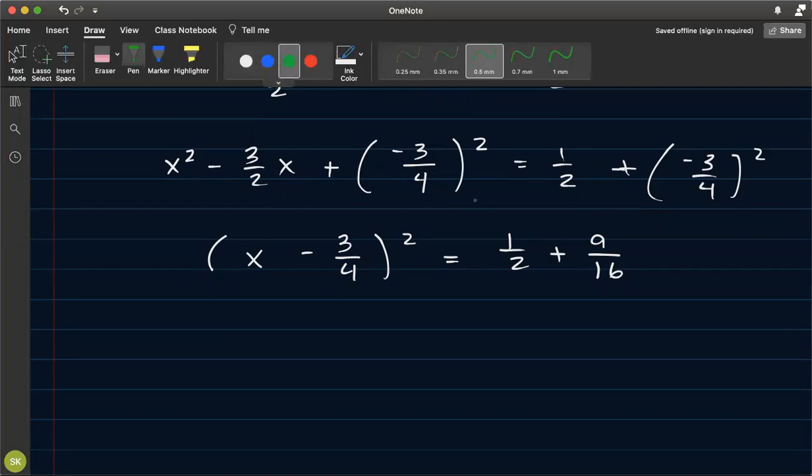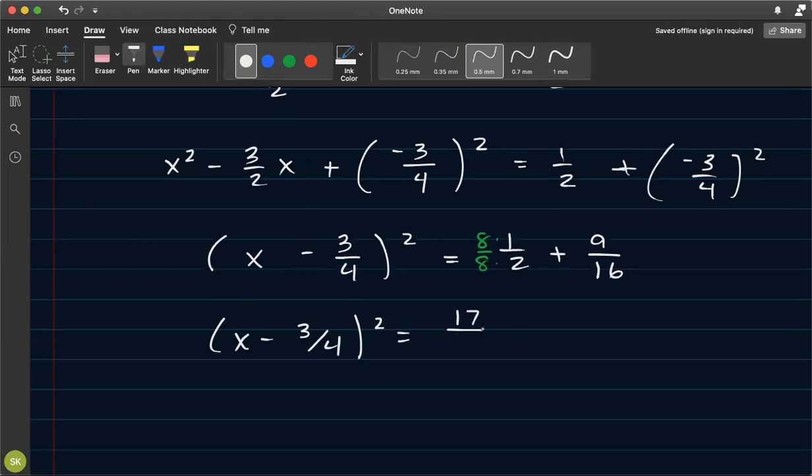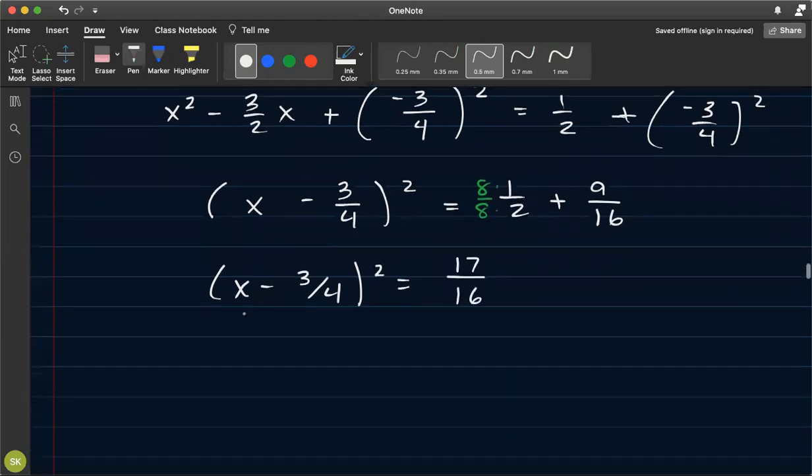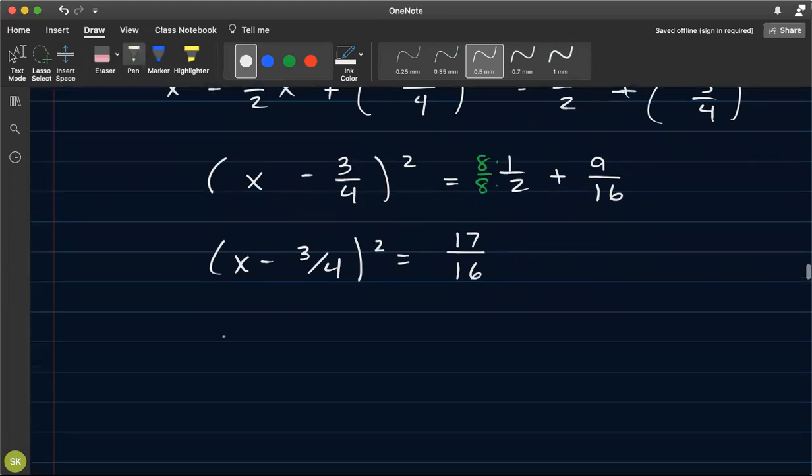Again, I can't just add fractions unless they have the same denominator. In order to get the same denominator, I have to multiply the top and the bottom by 8. So I have 8 plus 9 over 16. So if we simplify that, we get x minus 3/4 squared is equal to 17 over 16. Now we take the square root of both sides.